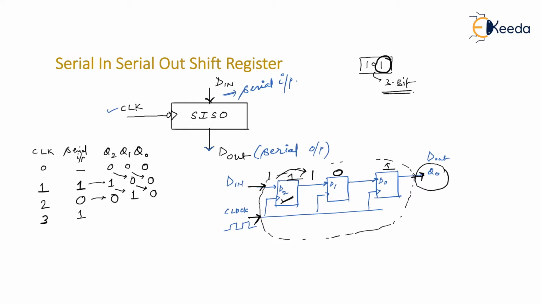Whatever serial input that you apply on D2 gets transferred to Q2 when the clock is applied. At the same time, the previous Q2 gets shifted to Q1. The previous Q1 gets shifted to Q0. Try to understand my point. Now this 101 is successfully stored inside the shift register. So what has only happened is 101 is stored inside this shift register.